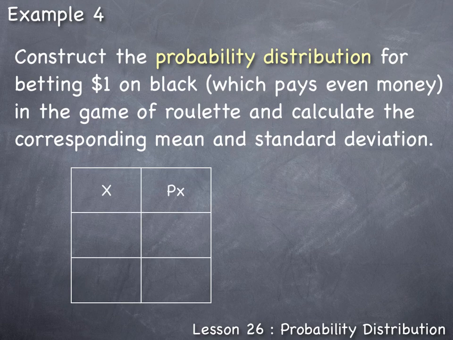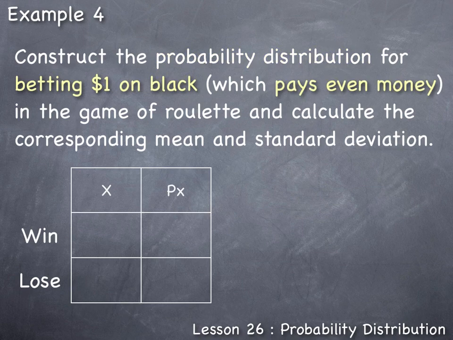So in this case, the random process is betting $1 on black in the game of roulette, of which there's only 2 possible outcomes. You're either going to win that bet or you're going to lose that bet. So the value of the random variable x can take on values depending on whether we win that bet or lose that bet. Here we're betting $1 on black, which pays even money.